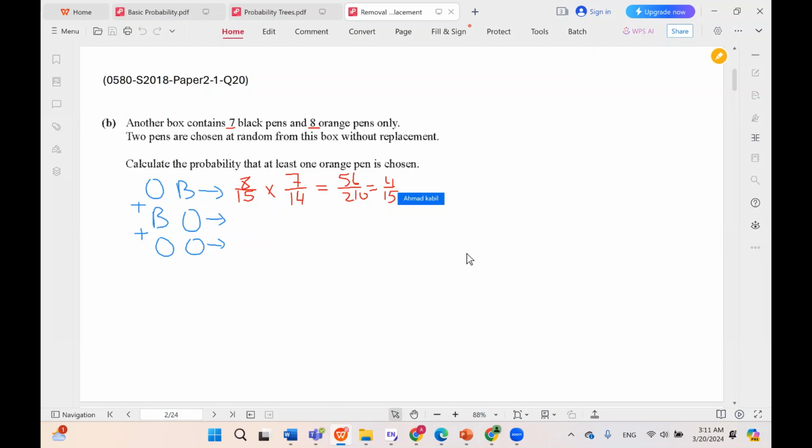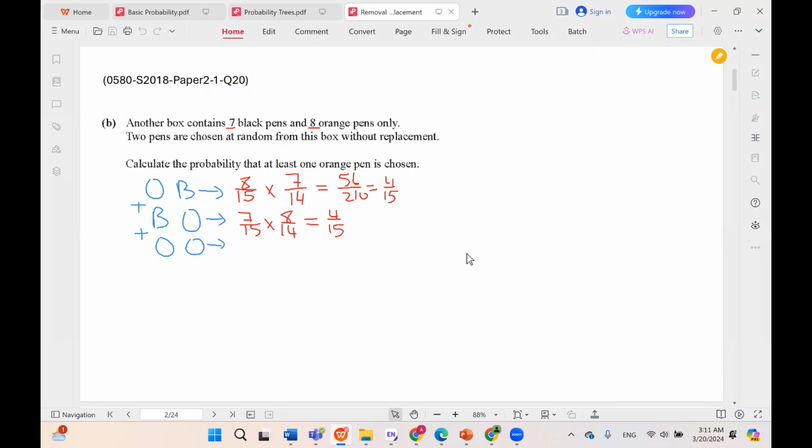So this is the probability of the first scenario. In the second scenario, we start with a black pen. So we have 7 over 15 times, and then we pick orange. So we have 8, but the total is now 14. And of course, this is the same as the scenario above. So we're going to get 4 over 15 again.